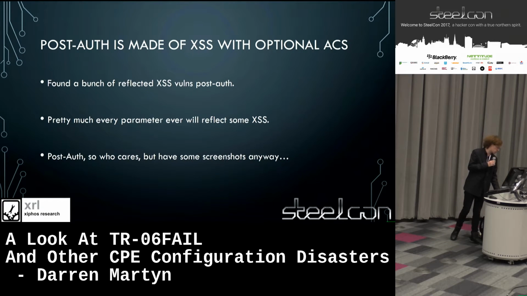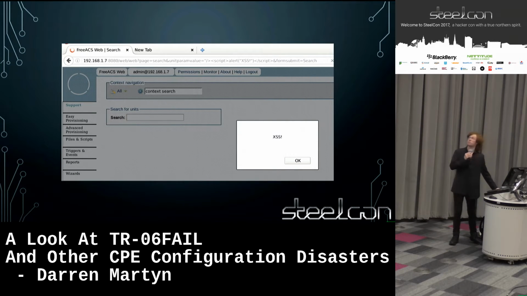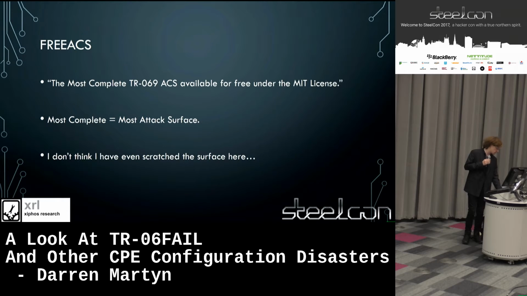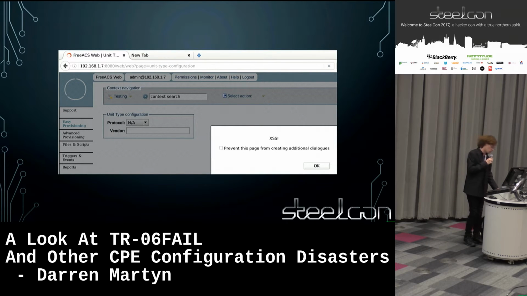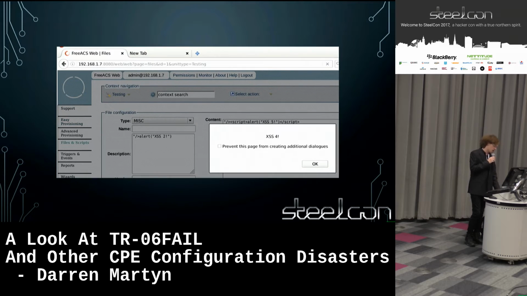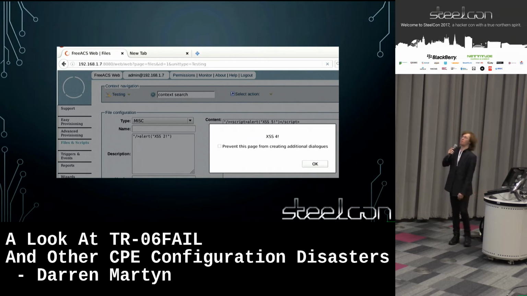So here are some screenshots. Here we have an alert box. So yeah, there's some glaringly obvious XSS. And we've got alert boxes, and then we have more alert boxes. And then I had to start numbering my alert boxes because there were too many alert boxes. When it comes down to putting numbers in them, just so you can figure out which one is which, it's pretty bad.